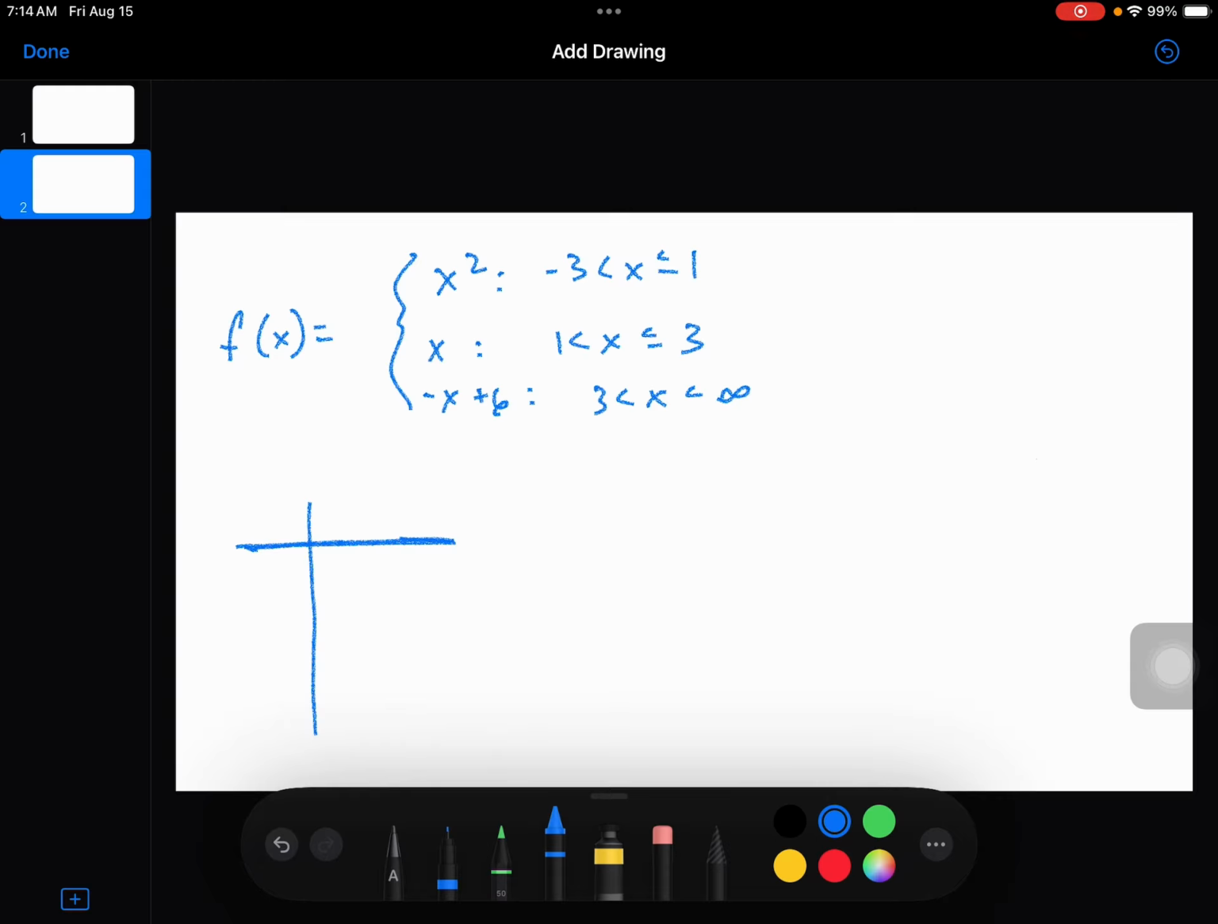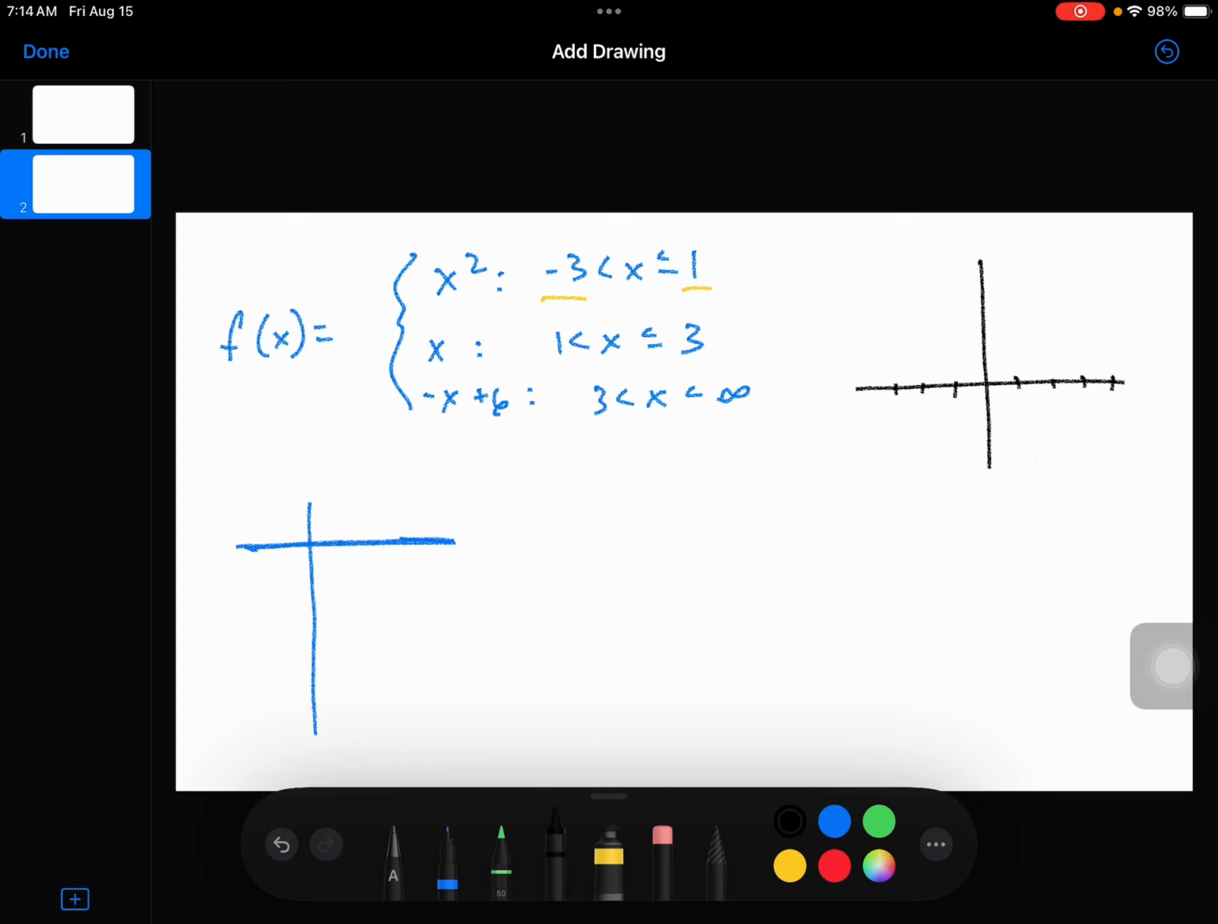So in this case, we've got a piecewise function, and let's look at the first part. It says from -3 to 1. So on the domain interval from -3 to positive 1, we've got the function x squared.